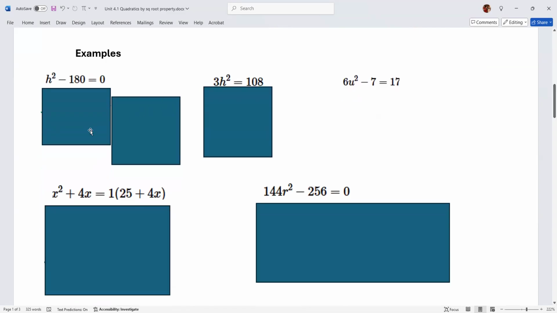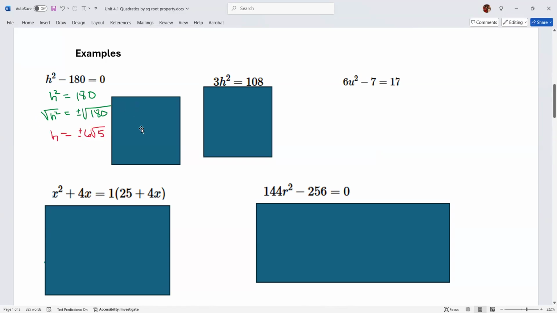So the first thing you want to do, just like with a radical equation, is isolate, in this case, the squared term by itself. So we would add 180 to both sides, giving us this. And then what do we do? Well, to get rid of the square term, we would take the square root of both sides. So this would result in the square root of h squared is h, and the square root of 180 is going to be 6 square root of 5.